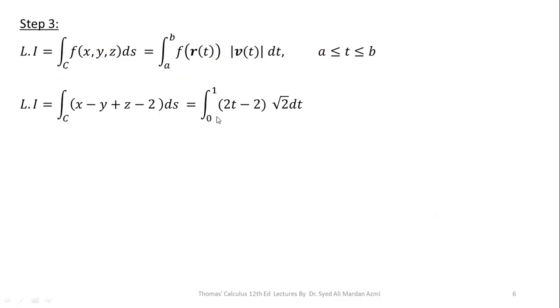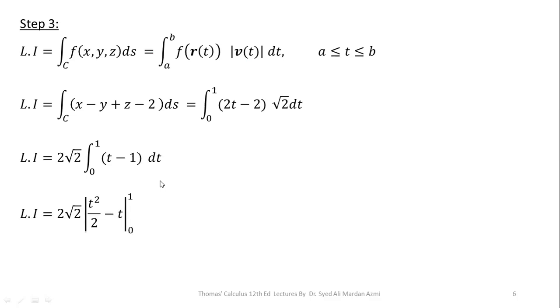In order to calculate the line integral, we have substituted the values in the given function. The limits are 0 to 1. The value of the function we have calculated is 2t minus 2. The value of |v(t)| is square root of 2. dt remains as it is. In the next step, I have taken 2 common from here, and square root of 2 is also a constant, so we can take it outside. So we have taken outside 2 times square root of 2, and we are left with t minus 1 for the limits 0 to 1 dt.